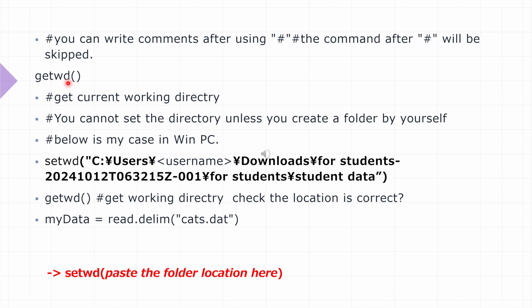Check your working directory and read a file. You can confirm your current working directory with getwd. If your data file cats.dat is inside that folder, this will work: myData <- read.delim("cats.dat"). By the way, anything after a number sign is ignored by R. Use it for notes and remarks.